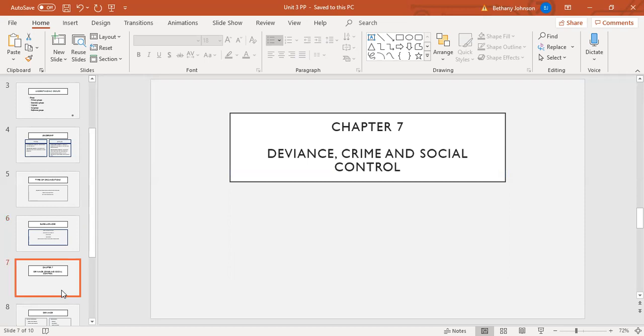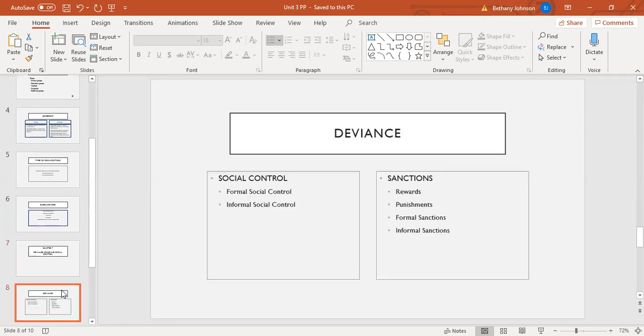Now we're going to move into chapter 7, which is deviance, crime, and social control. Let's look at deviance. When we talk about deviance, what exactly is deviance? And what is the relationship between deviance and crime? Okay, according to sociologist William Graham Sumner, deviance is a violation of established contextual, cultural, or social norms, whether those be, remember, folkways, mores, or a law.